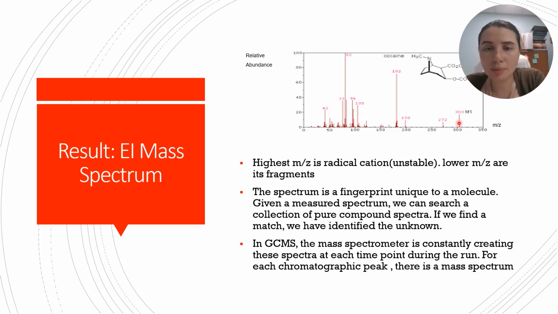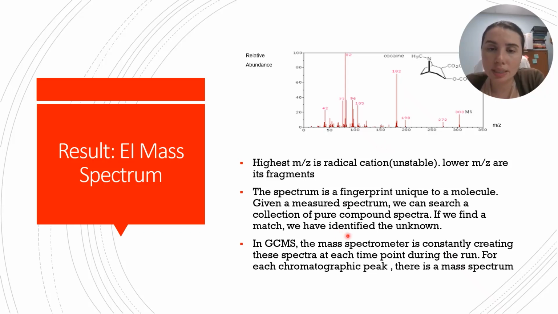The highest mass per charge is typically unstable, so you don't see it in a very high intensity. And then lower fragments tend to be a little more stable, and so you see them more prominent in a spectrum. Since the spectrum is kind of like a fingerprint for the molecule, you can use it to identify it if you are searching a library of spectra obtained by analyzing pure compounds.